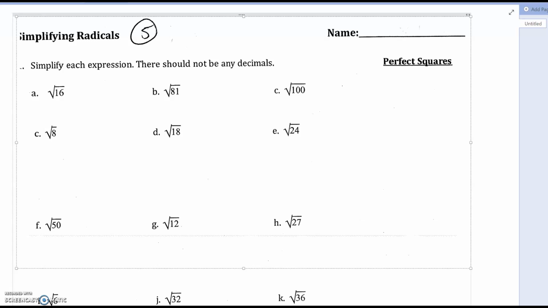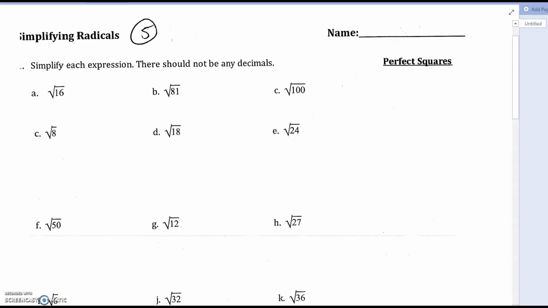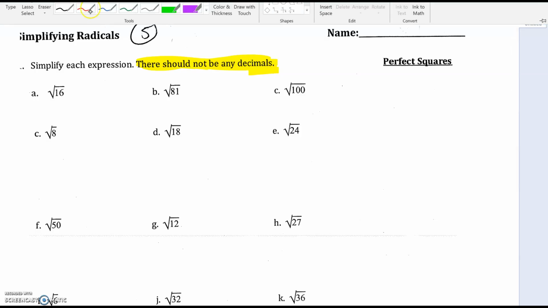All right, guys, welcome to Simplifying Radicals, or square roots. The first thing I want you to do is circle this. There should be no decimals, because a lot of you guys are probably just going to go straight for your little calculator device. Just start plugging stuff in your calculator, and it's all going to be wrong.